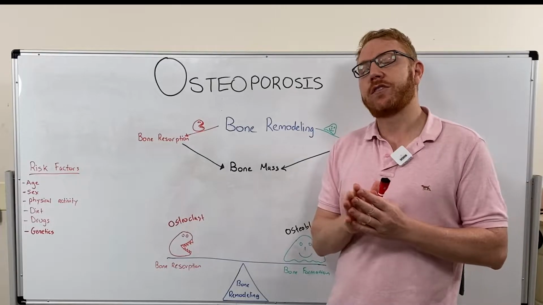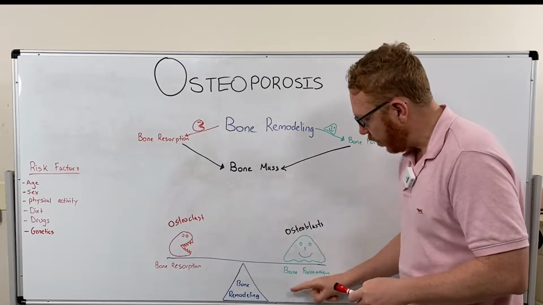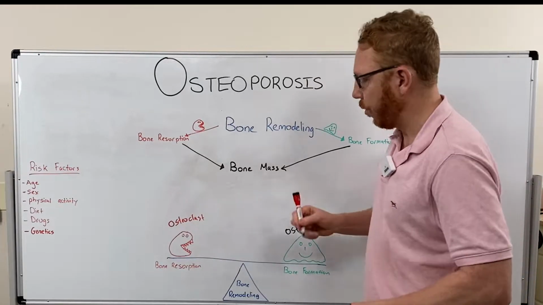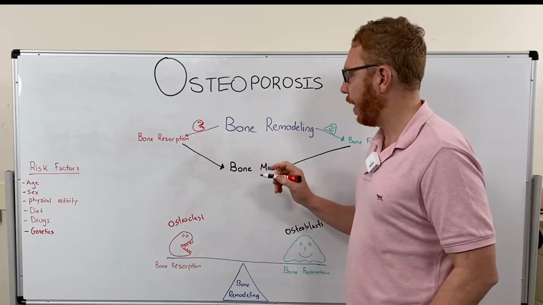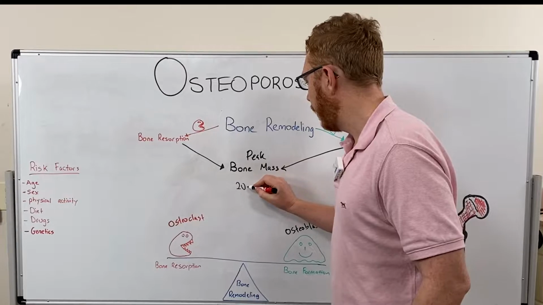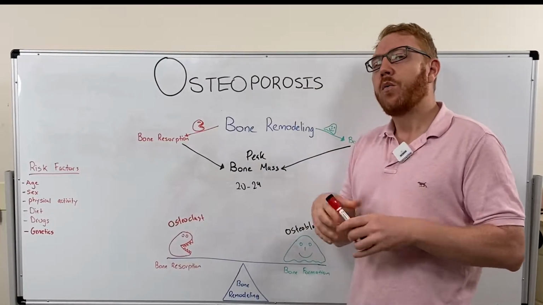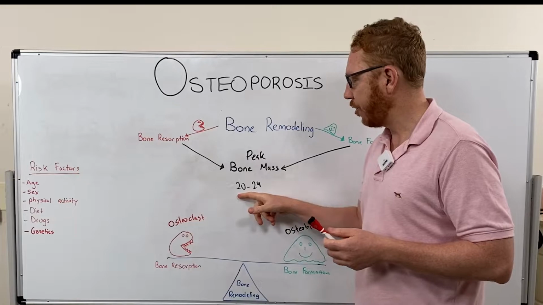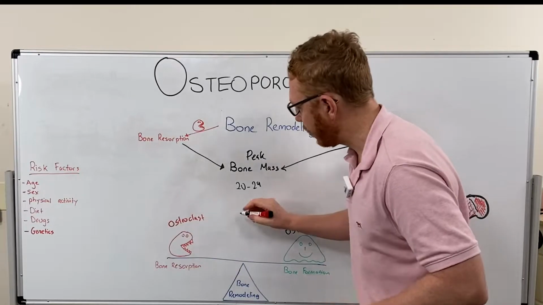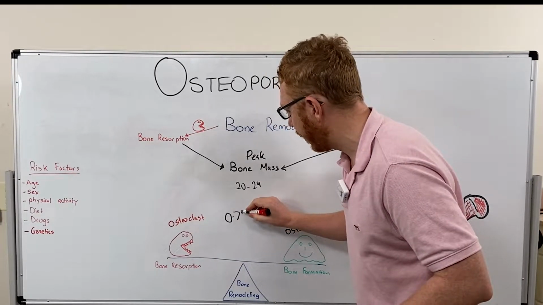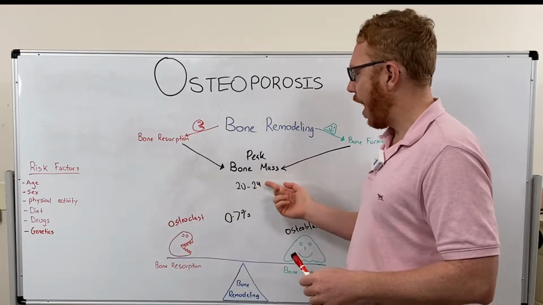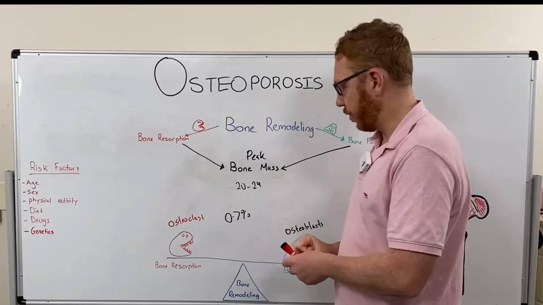Now, in our early ages of life, so child, adolescence, the osteoblasts win. So we see more bone being formed, which actually leads to our bone mass peaking. We call this peak bone mass at the ages of about 20 to 29 years. So that means we have the strongest bones at this age. After this age, peak bone mass starts to drop off, and we see approximately 0.7% dropping away each year. That means the osteoclasts become more active after 29 years in comparison to the osteoblasts.